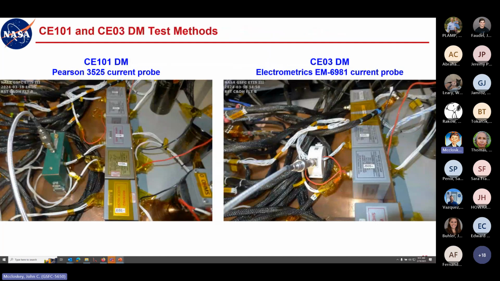And so this is just showing the two main current probes we use. For CE101, the low frequency range, we use this Pearson 3525 current probe. Nothing particularly special about it. It's just a good workhorse current probe, but any current probe that works in that lower frequency range and gives you the performance you need will do. But this is the one we use, and you see one of the leads is looped through the current probe in the opposite direction. And then this Electrometrics current probe is for the higher frequency range. And here you can see this red lead is what's looping through the current probe in the opposite direction.